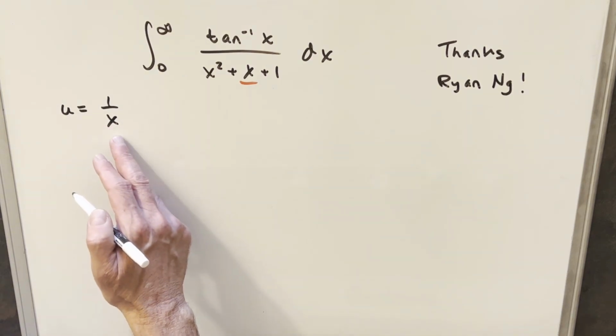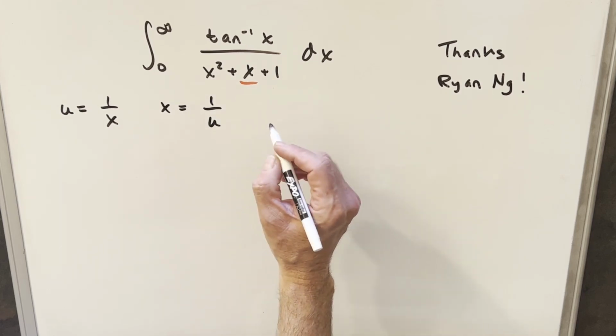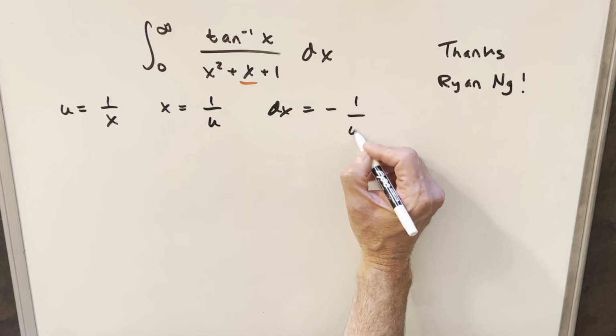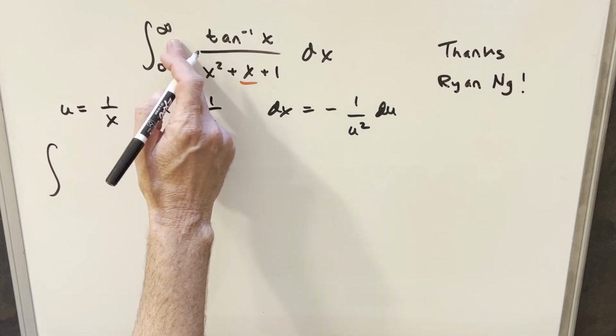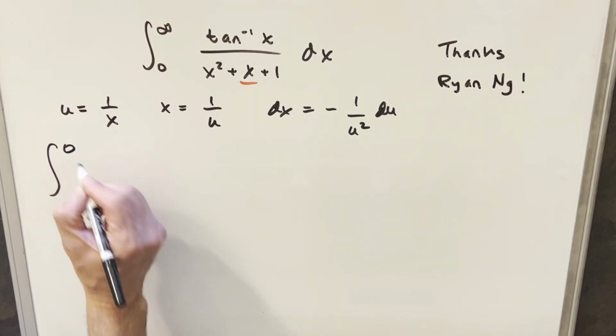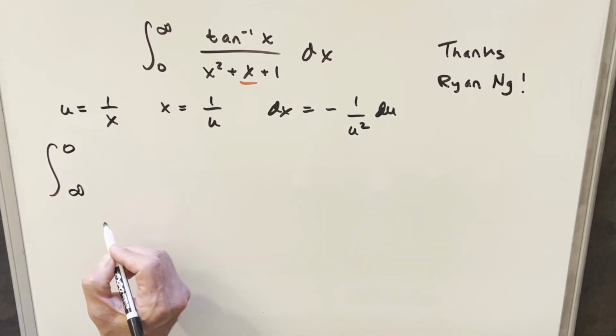Now with this value of u equal to 1 over x, I'm just going to solve for x. We'll have x equals 1 over u, and I'll take my derivative, and we'll find that dx is going to be minus 1 over u squared du. And then I'll just make this substitution. So when x is going to infinity, u is going to be going to 0. And when x is going to 0, u is going to be going to infinity.